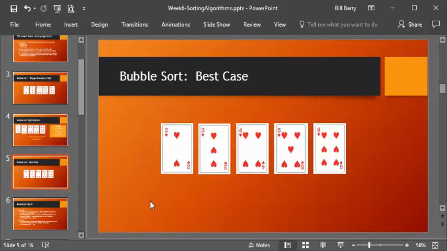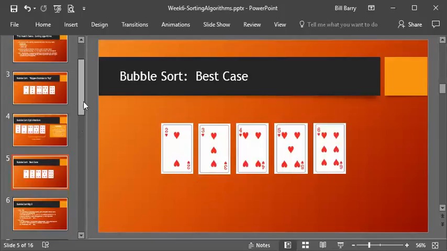Now, notice that because of the optimizations we just talked about, the best case for a bubble sort is actually 1 pass through. We have 5 cards, we need to do 4 checks. 2 against 3, in order. 3 against 4, in order. 4 against 5, in order. 5 against 6, in order. We've made 1 pass, we made no swaps, therefore we're done. So the best case really only took 4 comparisons.